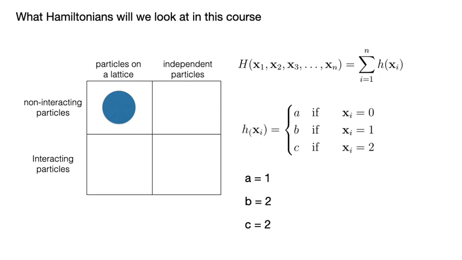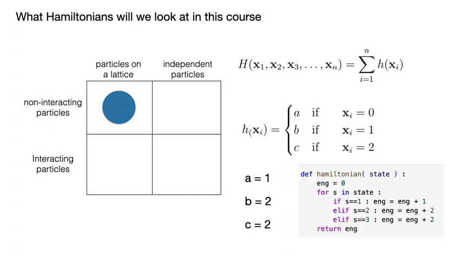We can write a Python function to calculate the energy of any system of N particles with this Hamiltonian as shown here. Notice that this function takes one argument, state, as input. This variable state is an NumPy array that contains the states of the N particles in the system.